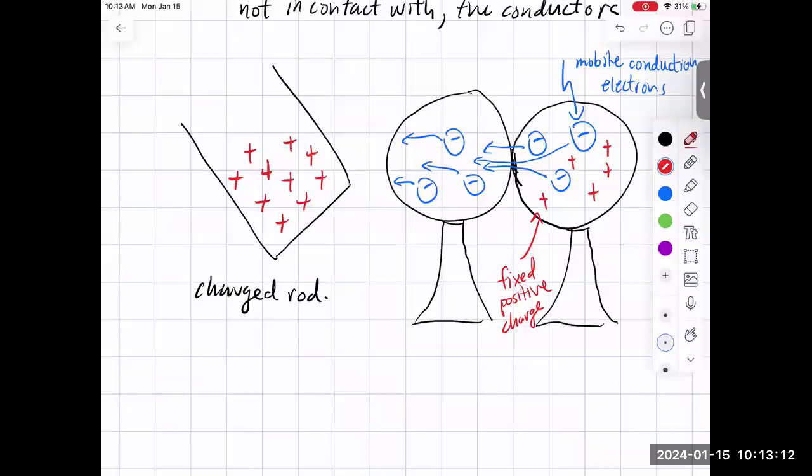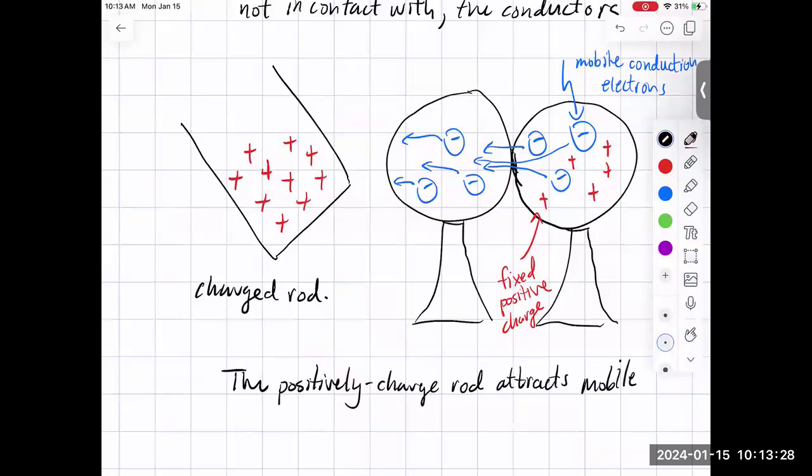Okay, so the positively charged rod attracts mobile conduction electrons.